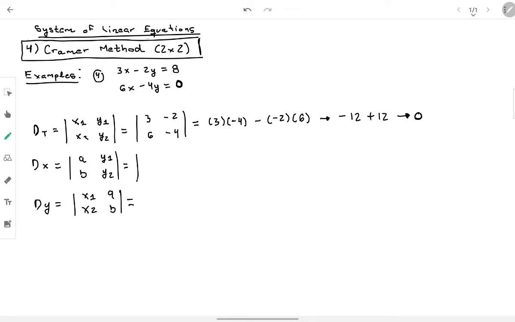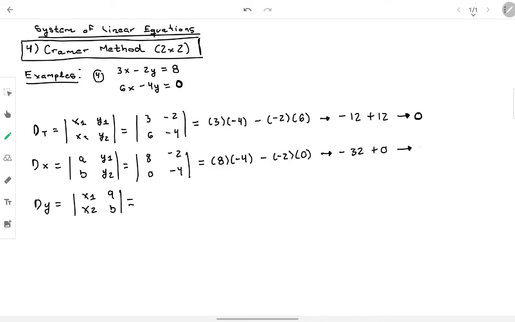After that, instead of putting the values of x, we will put the values after the equal sign, the values of y, -2, minus 4. So it's going to be 8 that multiplies -4, minus, and it's going to be -2 that multiplies 0. So it's going to be -32 plus 0.